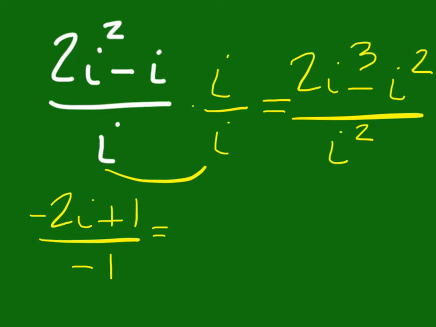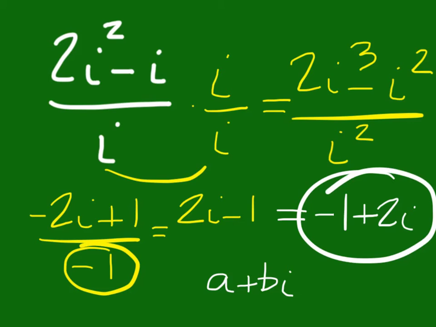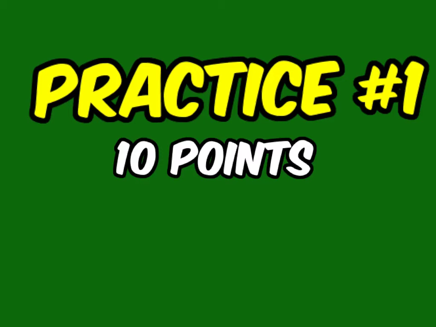Now simplify by dividing everything by negative 1, which means you change the sign. So it should be 2I minus 1. But we have to put our final answer in the form A plus BI. So we switch them around. The minus 1 goes first, and then we put plus 2I. Try this one and bring it up.